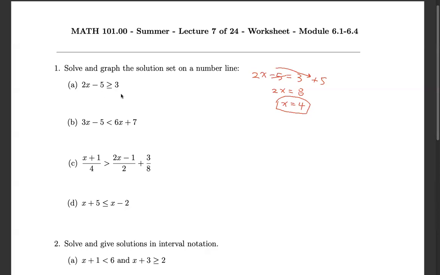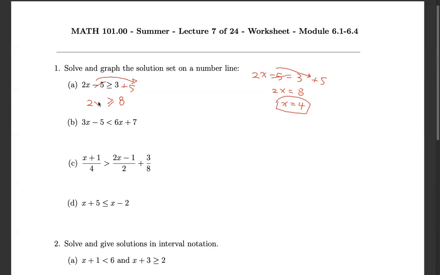But for inequality, we will get infinitely many solutions. Let's see the difference, but the process is similar. So negative 5 will move to the other side. It becomes positive 5 on the other side. So we get 3 plus 5. Well, 3 plus 5 is 8, and we rewrite the inequality sign. This inequality sign means greater than or equal to.